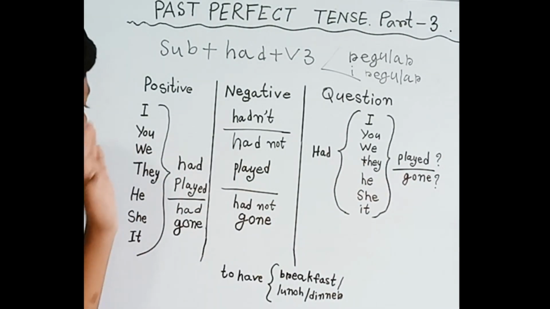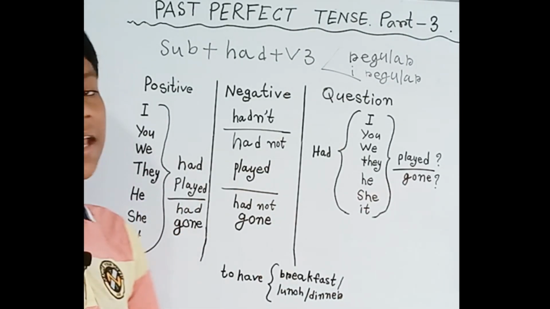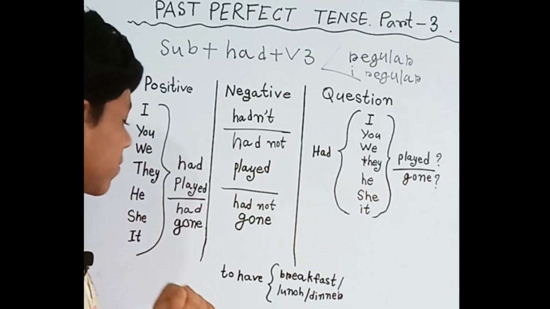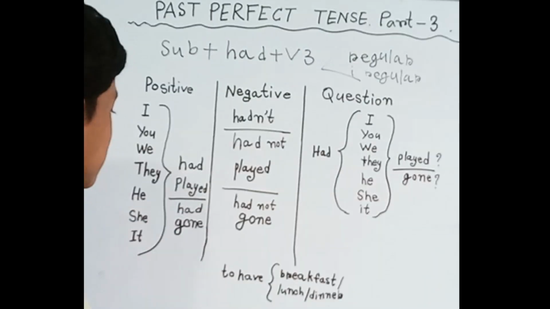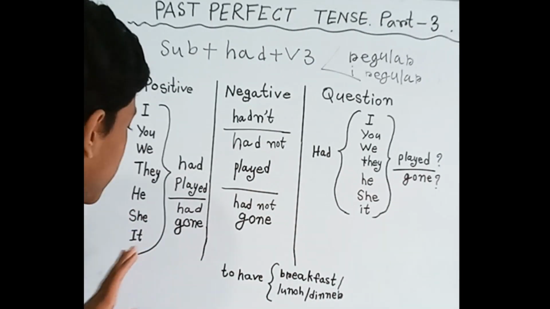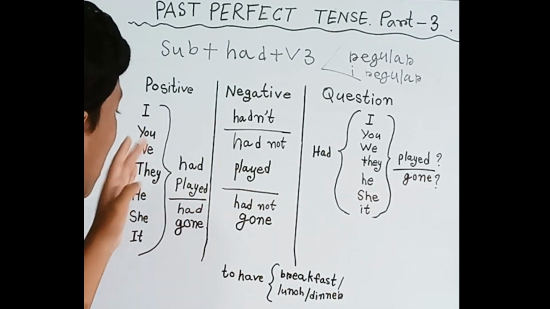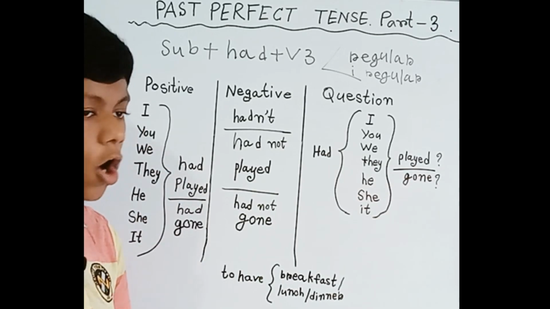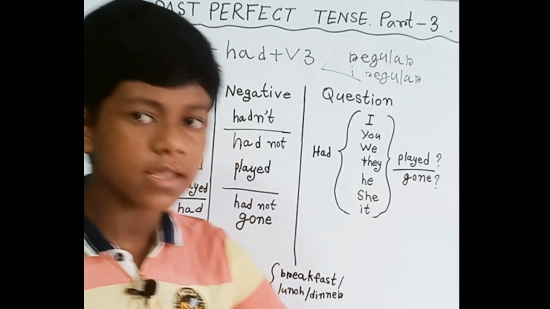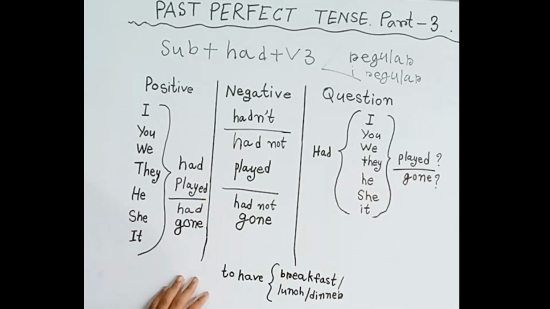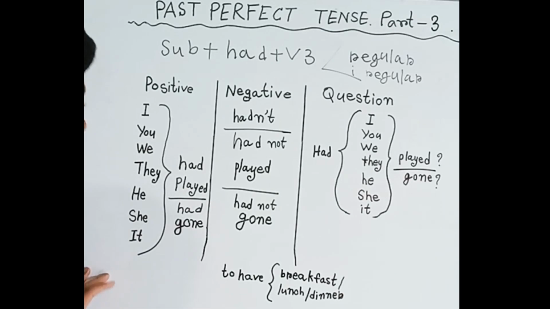I had played, you had played, we had played, they had played, he had played, she had played, it had played, Arjon had played, Korim had played, the students had played, etc. Now let's say with irregular ones. I had gone, you had gone, they had gone, we had gone, he had gone, she had gone, it had gone. So we have already got it, and we have already understood this.